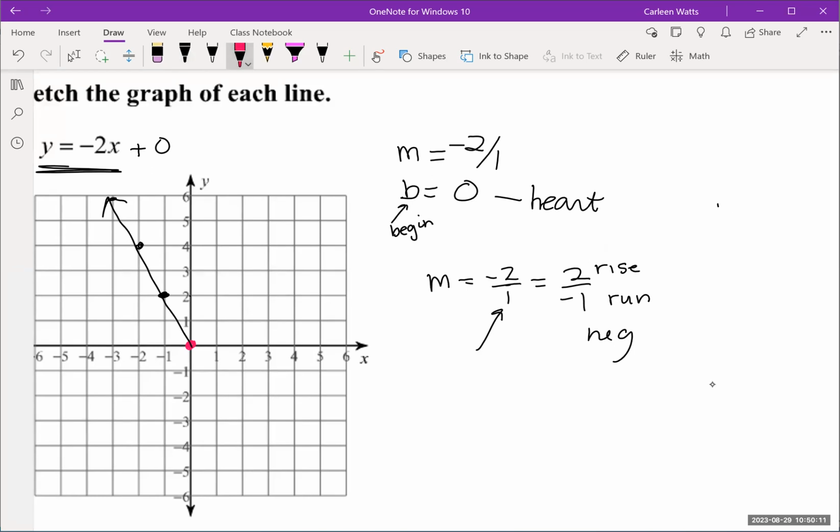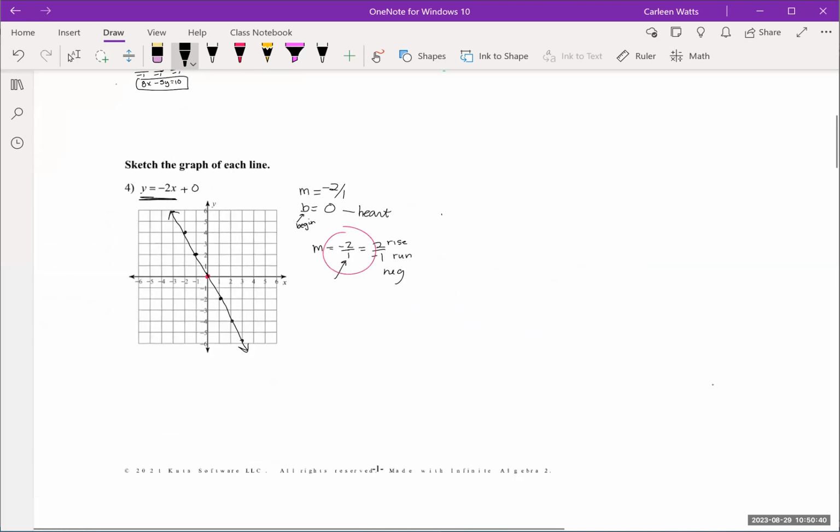Okay, now let's do this one. So from the heart, where am I going to go? Down to forward one. Yeah, down to forward one. Now look, if I do both slopes, it makes the complete line. One slope does the left-hand side and one slope does the right-hand side. Okay, slope and y-intercept.